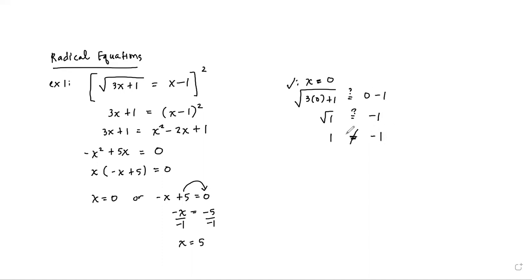So this tells us that x equals 0 is not a solution to this equation because what we got here is not an equality. And for the second value, x equals 5, we get the square root of 3 times 5 plus 1 is equal to 5 minus 1. The left side is 15 plus 1, which is 16, and the square root of 16 is 4. And we have 5 minus 1 on the right side, which is also equal to 4. This indicates that x equals 5 is a solution to our equation. So only x equals 5 is the solution.